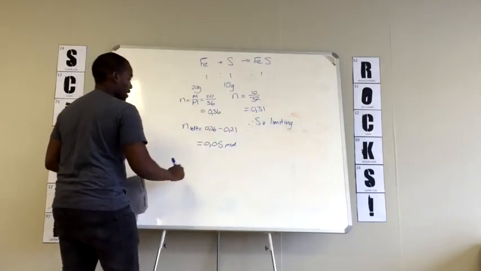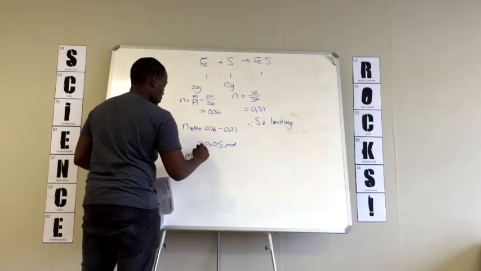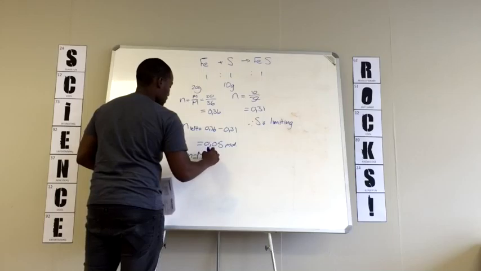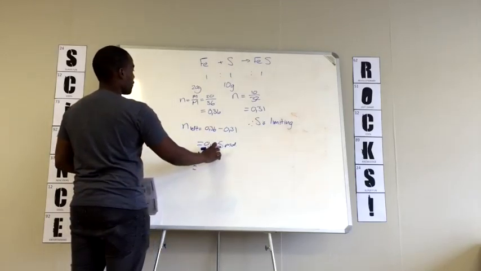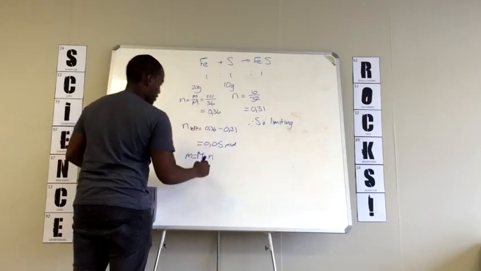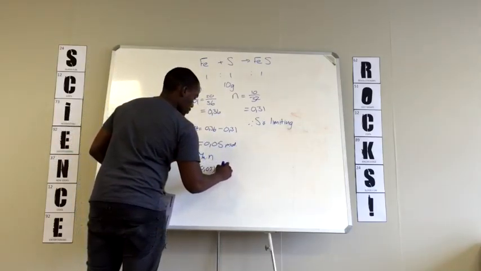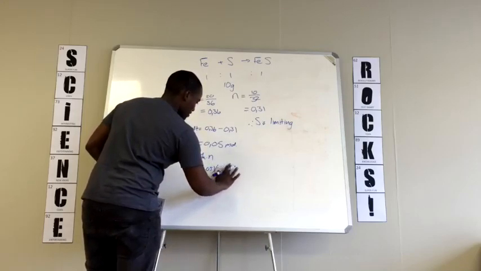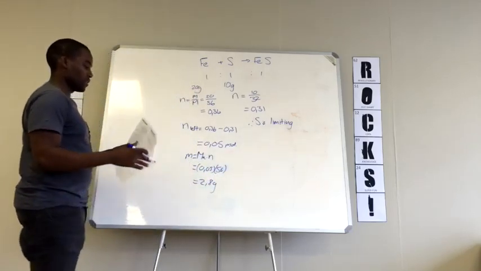How many grams is that? We can simply say my mass is going to be equal to my relative molecular mass times the number of moles. That'll give us 0.05 times 56, which gives me 2.8 grams. Fantastic. Does that make sense?